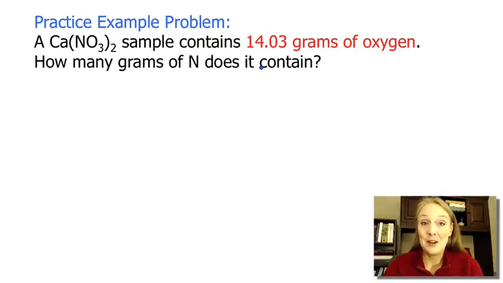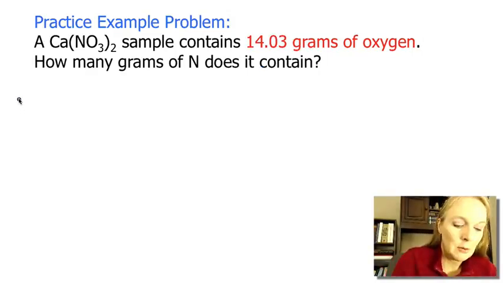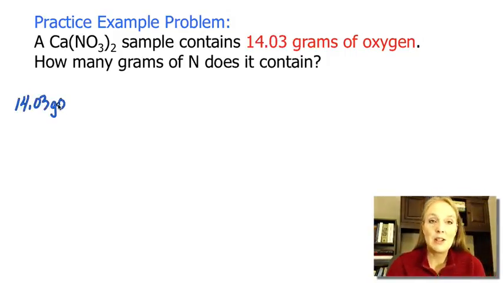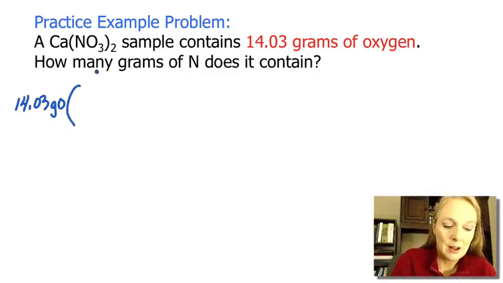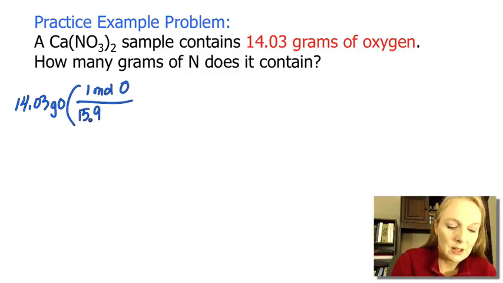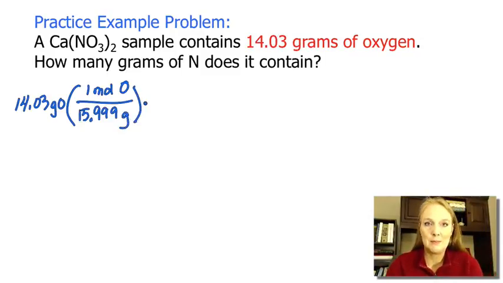To answer this in-video question, I can do a bunch of calculations using mole ratios, just as I did on the previous example. In this case, I'm starting with grams of oxygen. Starting with 14.03 grams of oxygen, I want to convert that to moles of oxygen. So I'm going to multiply that by a ratio. There's 1 mole of oxygen that weighs 15.999 grams. And that just came straight from the periodic table.